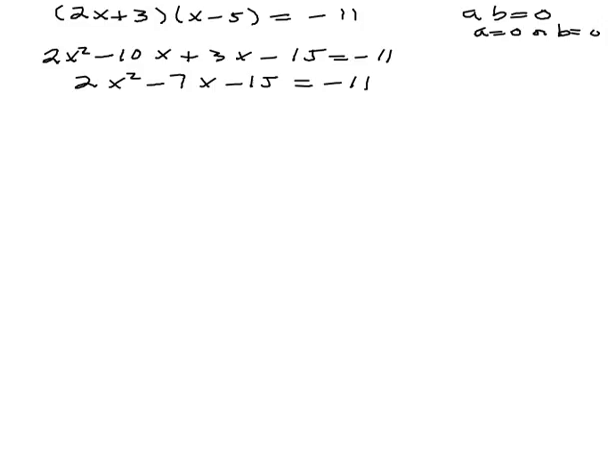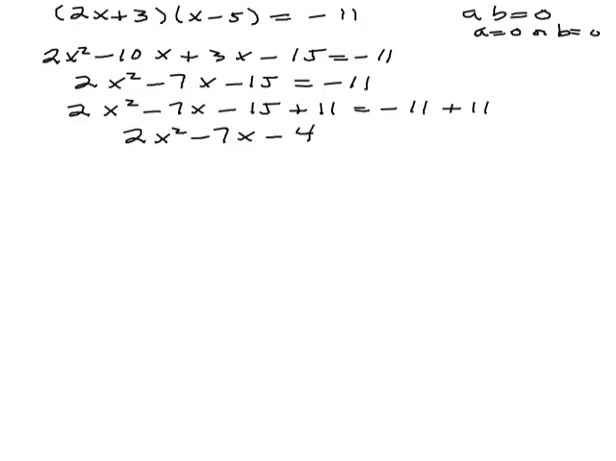Now add 11 to both sides. We're getting 0 on one side now. We're going to add 11 to both sides. 2x squared minus 7x minus 15 plus 11 equals negative 11 plus 11. So finally we have the 0 on one side. 2x squared minus 7x minus 4 equals 0.